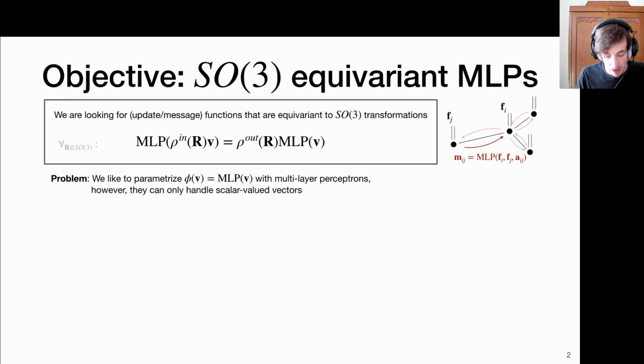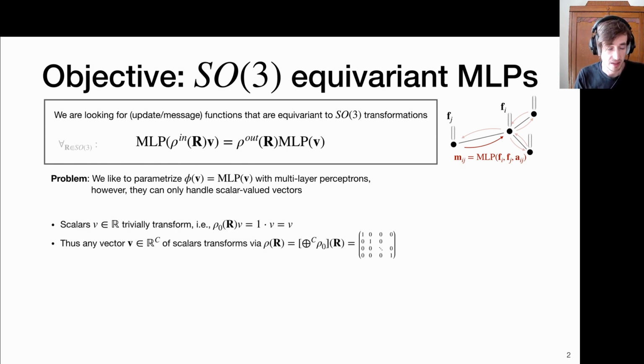Let's make this explicit. But the problem now is that multi-layer perceptrons can only handle scalar-valued vectors. And I call them not just vectors, but vectors in which along the elements we have scalar values, because we also looked at steerable vectors before. Now, the idea is that a scalar transforms trivially, right? I cannot rotate a scalar value. So the type zero representation of SO3 is just the constant one. So it's just leaving the scalar value invariant. And it also means that if I have some vector consisting of scalar quantities, so directionless feature values, then the representations are really diagonal identity matrices.